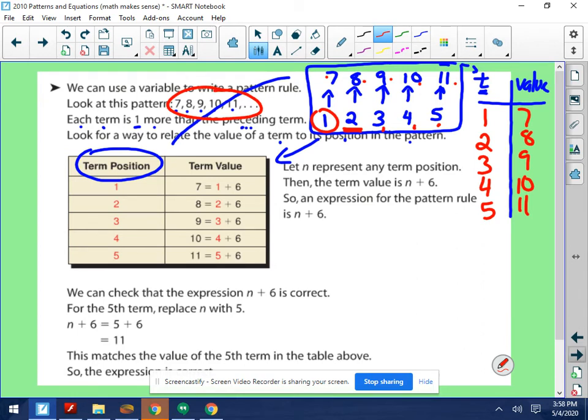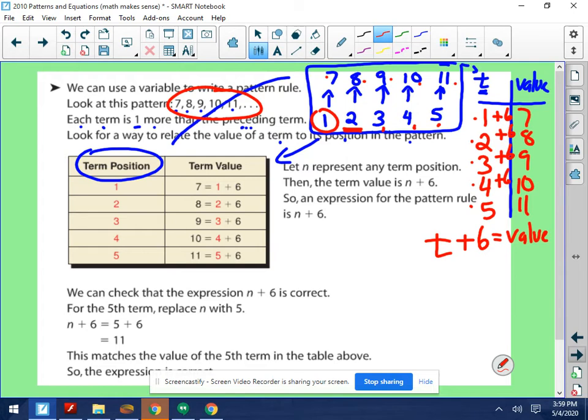Then, what we have to do next is find out the expression. So each of these numbers here, we're just going to call that t for term. Now, what's the relationship between each of these numbers and the value? Well, plus 6, plus 6, plus 6, plus 6. So the rule is plus 6. So t plus 6 is going to give me the value. That's the expression I want to write. t plus 6 equals value.